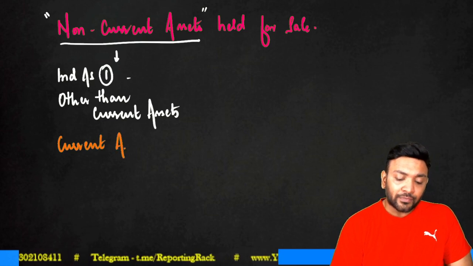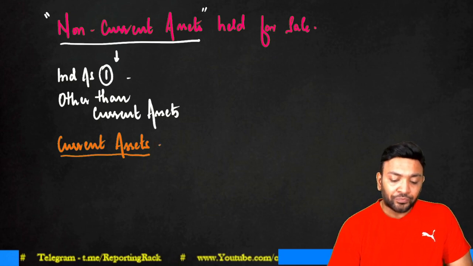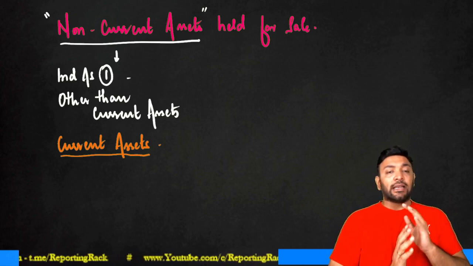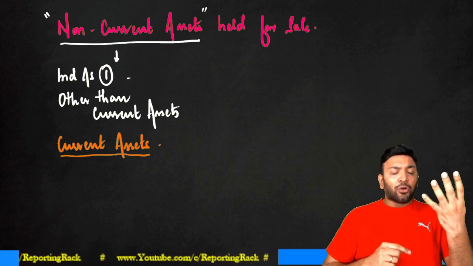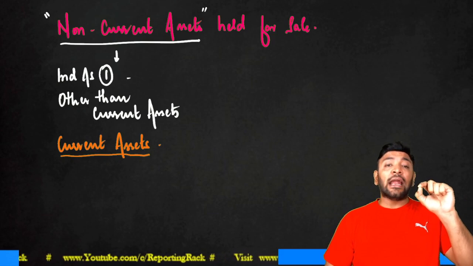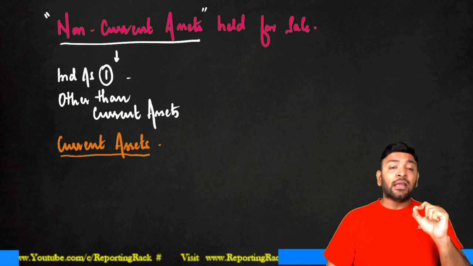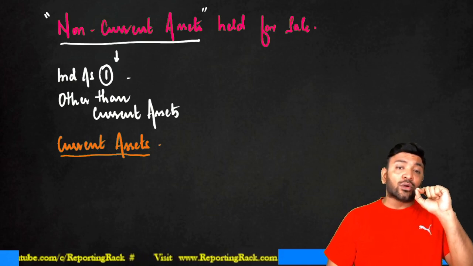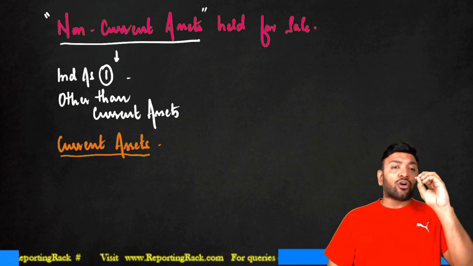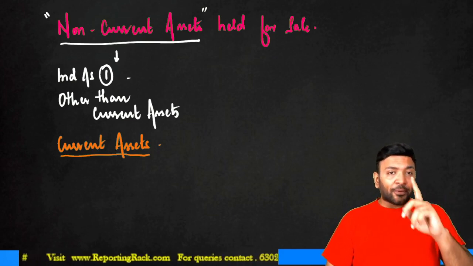A current asset can be defined broadly into four ambits. When do you call something a current asset? Number one, these assets are primarily held for the purpose of trade. You have acquired these assets with the primary purpose of trading. That means they are contained under Ind AS 2 inventory. Number two, they are expected to be realized or sold within an operating cycle.